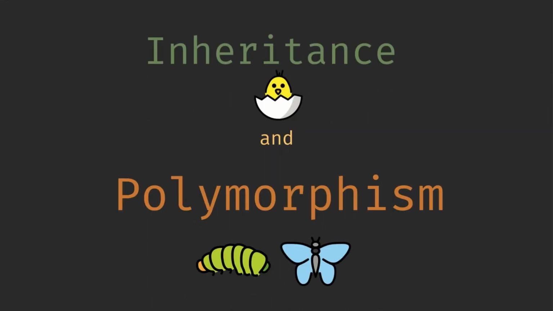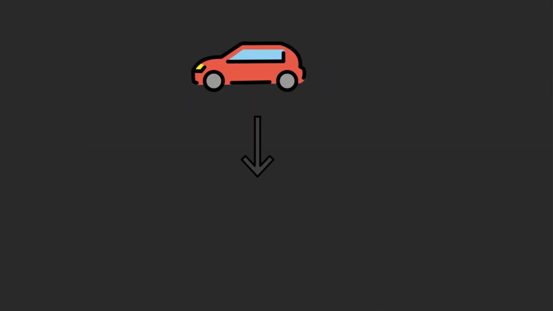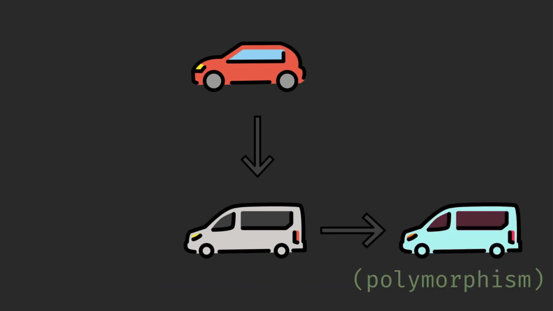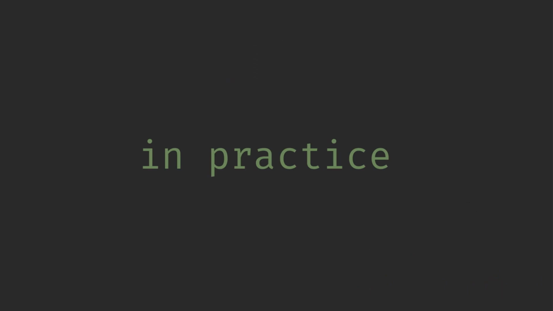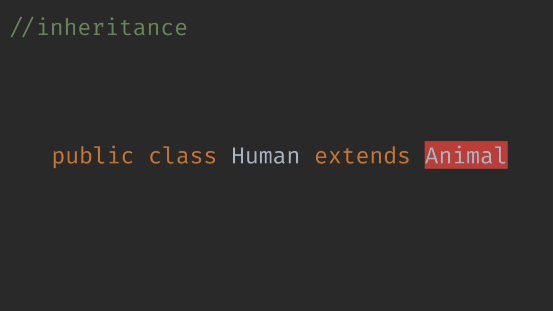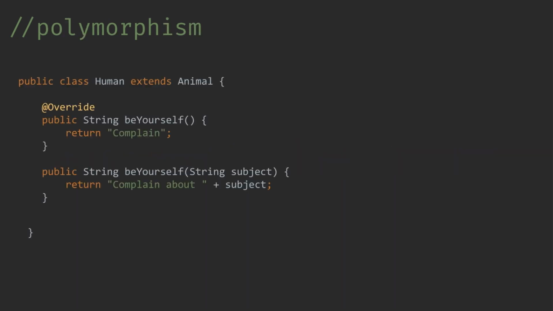Inheritance and polymorphism are two Java features used to extend the behavior of a class in case of inheritance, or add new variations to existing behavior in case of polymorphism. In practice, you are using inheritance when you use the extends keyword, where in this case we are extending the behavior of an animal class through a human class, while polymorphism happens in two cases.